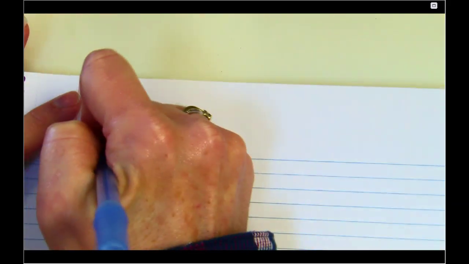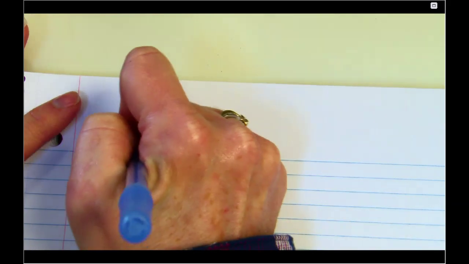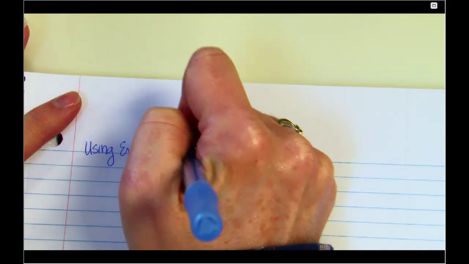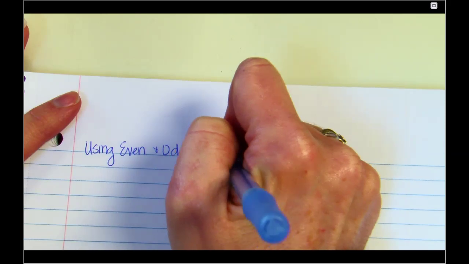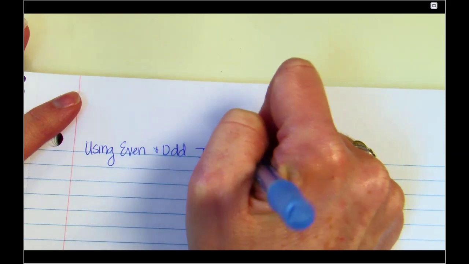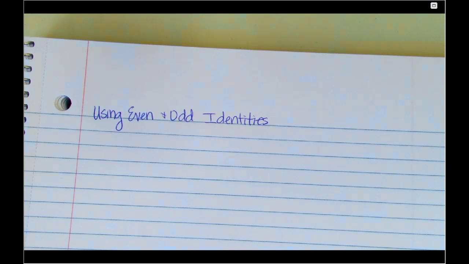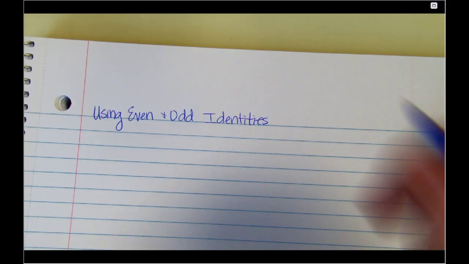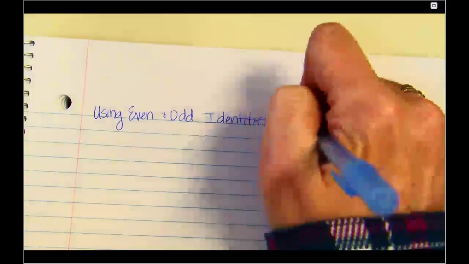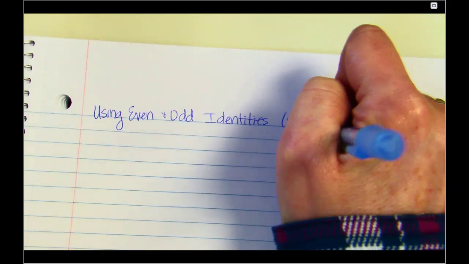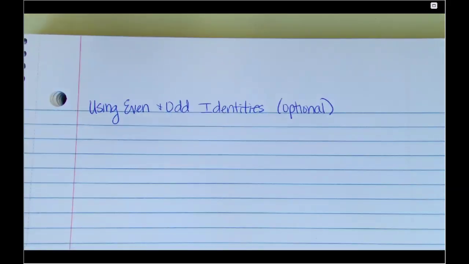So let me talk to you about using even and odd identities. Now, I want you to know that this is optional. You do not have to do this, but it is a shortcut. So I'm going to put optional. I already have taught you how to do these things, but this is just a potential shortcut.